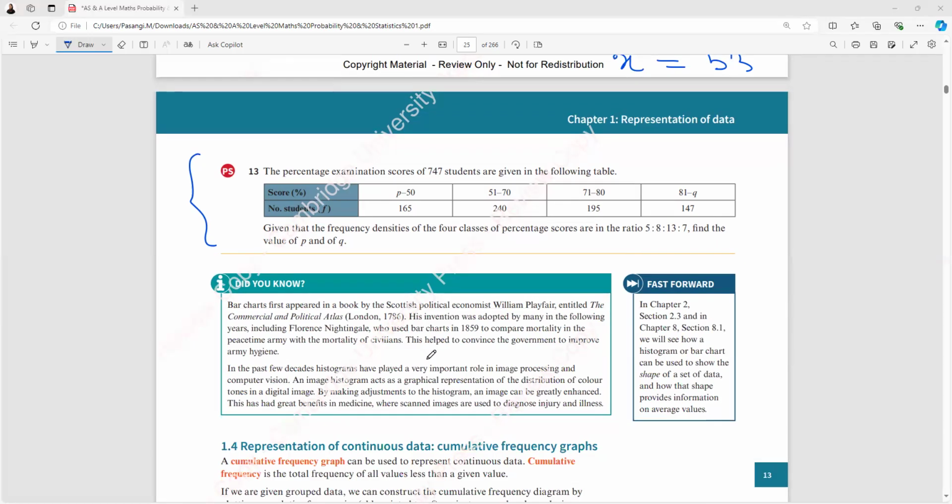Hello? Okay. So teacher, in the 13th one also, should we take the class limits to decimals?